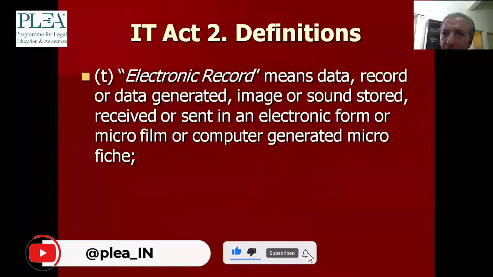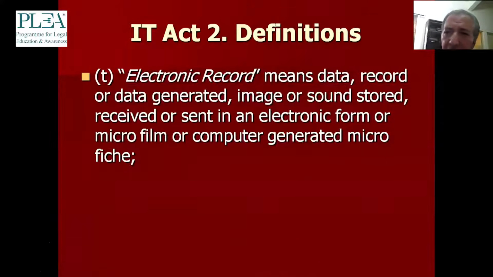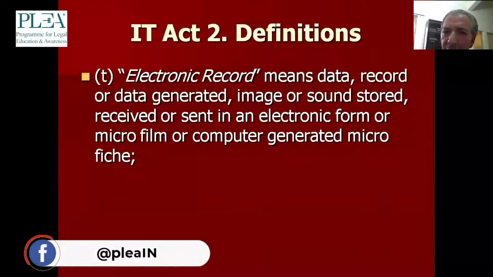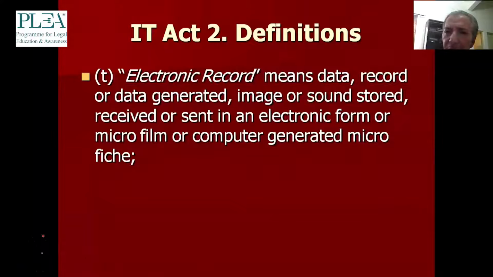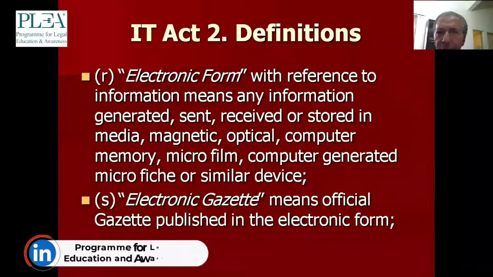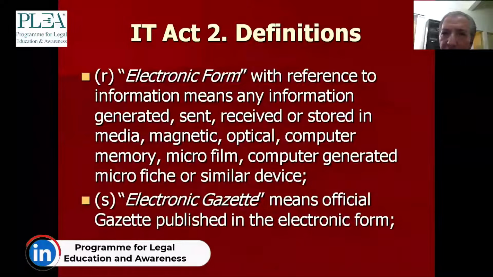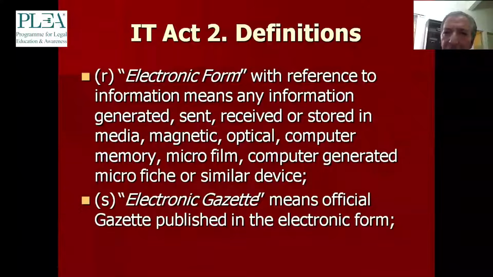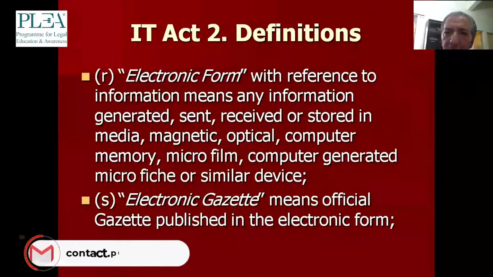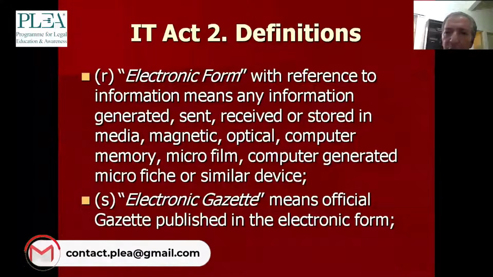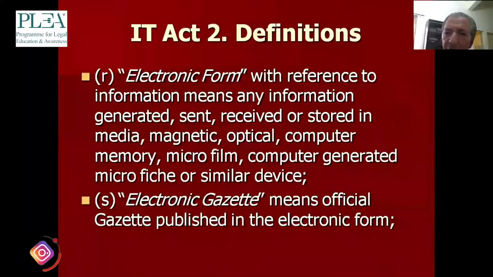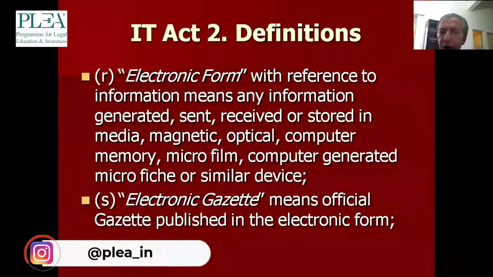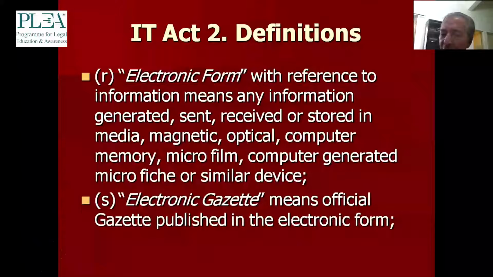Next is electronic record, which means data record or data generated, image or sound stored, received or sent in an electronic form, microfilm or computer generated microfiche. Film is continuous; if it is cut into many pieces frame by frame, that is microfiche, like cinema films. Electronic form, with reference to information, means any information generated, sent, received or stored in media, magnetic, optical, computer memory, microfilm, computer generated microfiche or a similar device. And electronic gazette means official gazette published in the electronic form. These electronic gazettes are also valid.